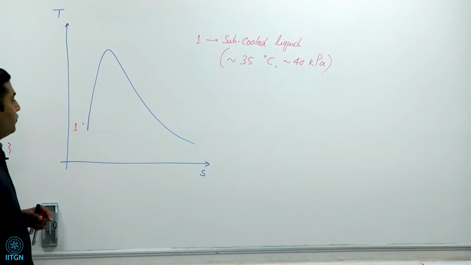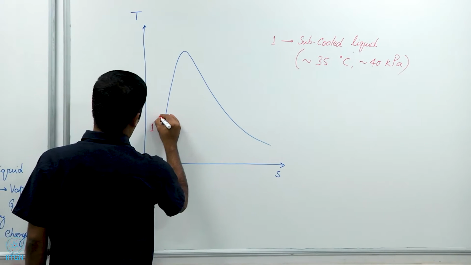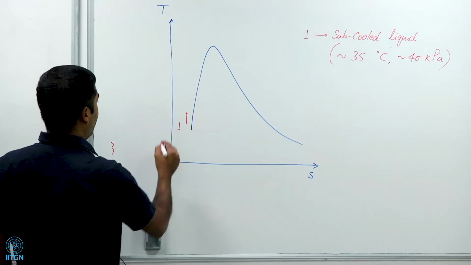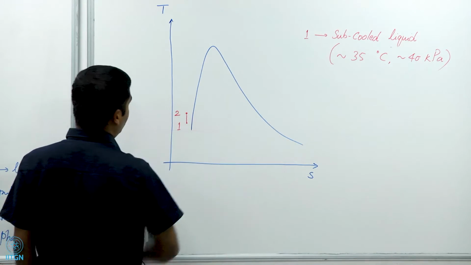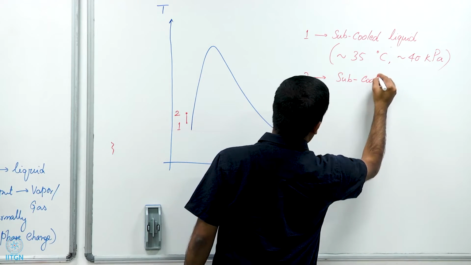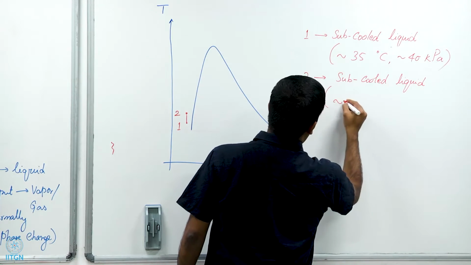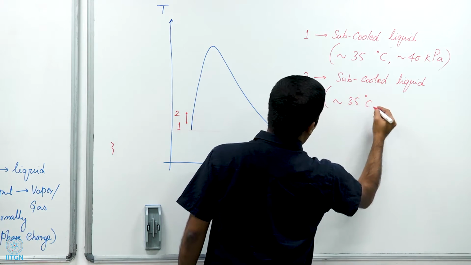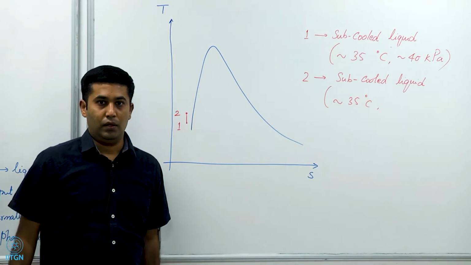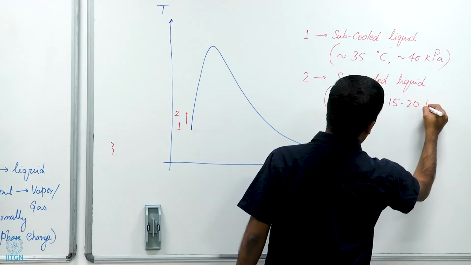So if we start below atmospheric pressure, and then we use a pump to pump this liquid, and remember when we pump, we would like to pump it as a liquid, and that will get us to state 2, which is also a subcooled liquid. And approximately the same temperature, because the temperature does not change appreciably, but we go to very high pressures. We go to as high as 15 megapascal to 20 megapascal.